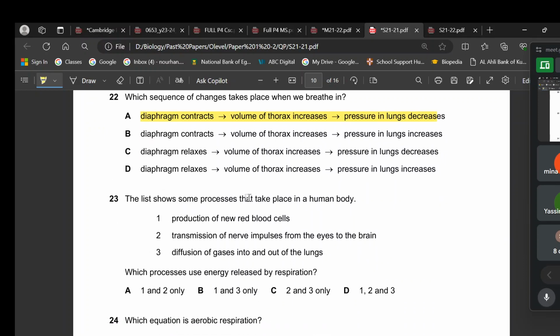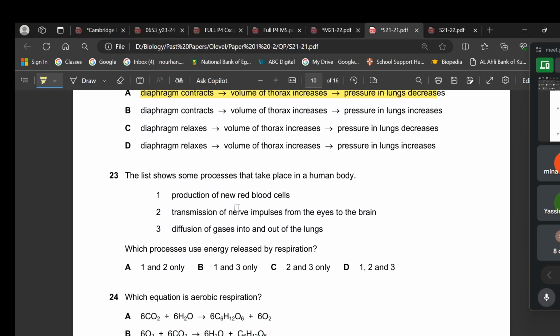The list shows some processes that take place in the human body. Which process uses energy released by respiration? Production of new red blood cells. Of course, producing new cells needs energy. Transmission of nerve impulses. Yes. Diffusion. No, diffusion is a passive process. It does not need energy. So it's 1 and 2 only.